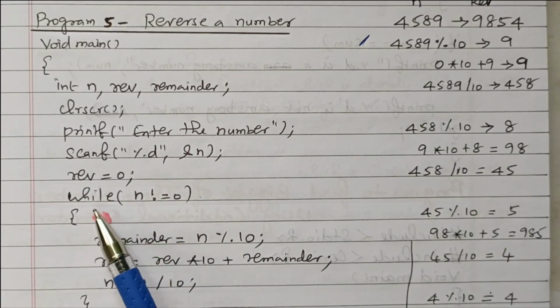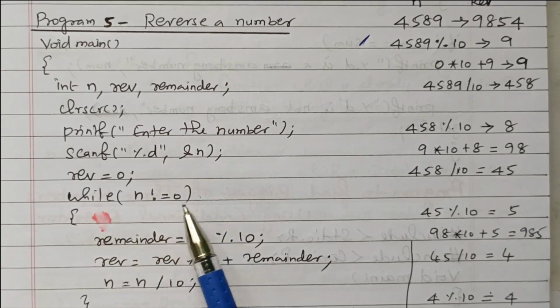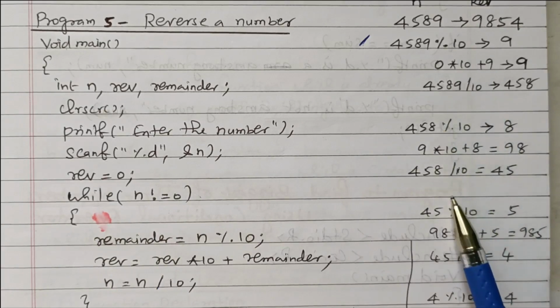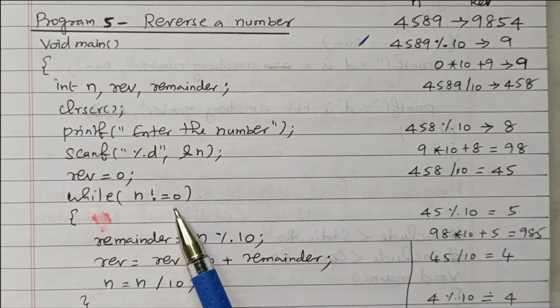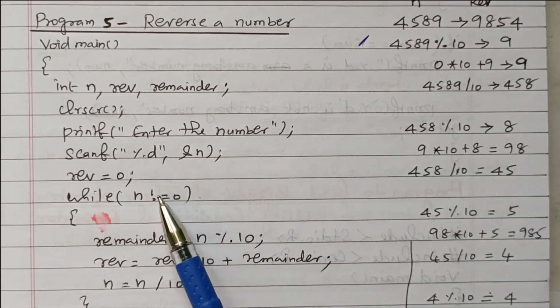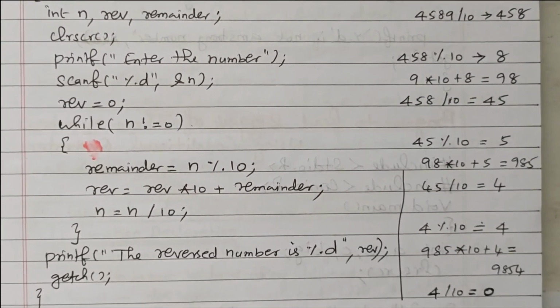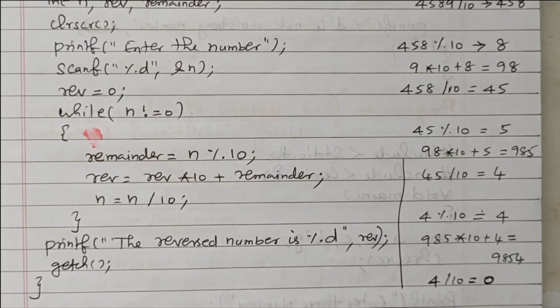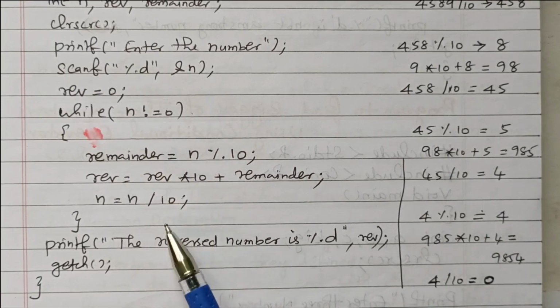Here we are using a while loop: while n not equal to 0. Because while doing this process, when we divide by 10, if it becomes 0, we can stop the process. If it is not equal to 0, we can continue the process. So while n is not equal to 0, we do this process. While n equal to 0 means we can stop the process.